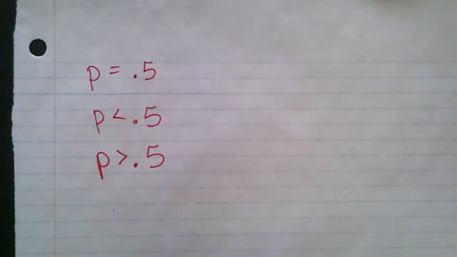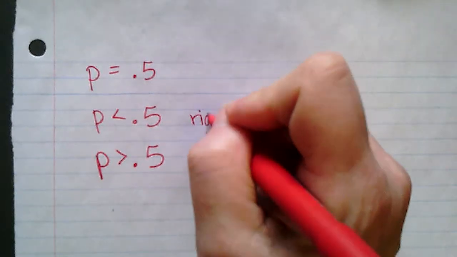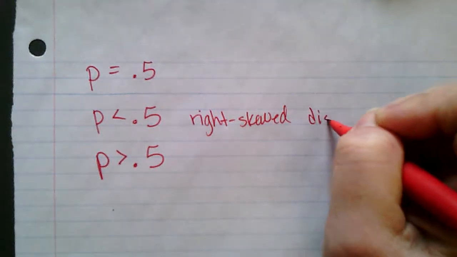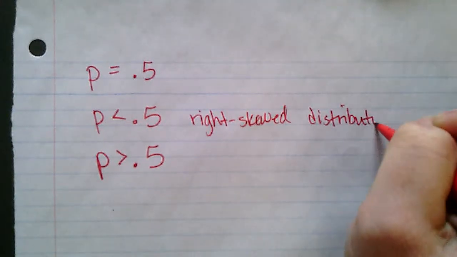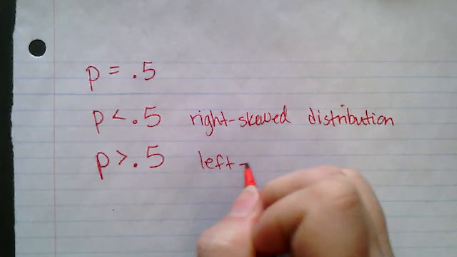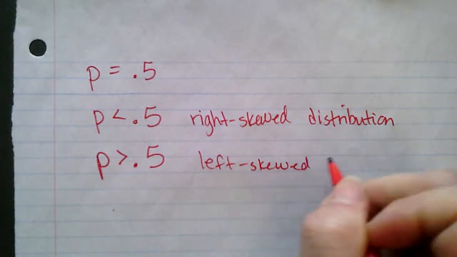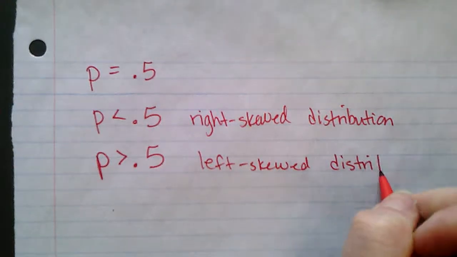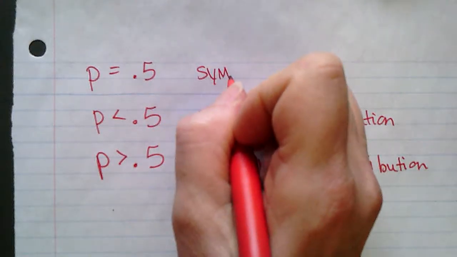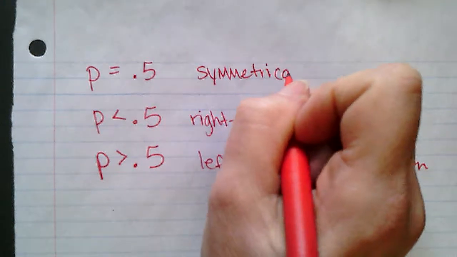So when our probability of success is less than 0.5, we will have a right skewed distribution. When our probability of success is greater than 0.5, we will have a left skewed distribution. And when our probability of success is equal to 0.5, we are going to have a symmetrical distribution.